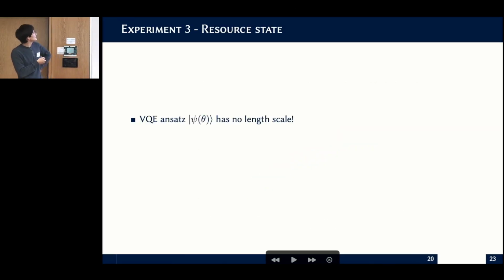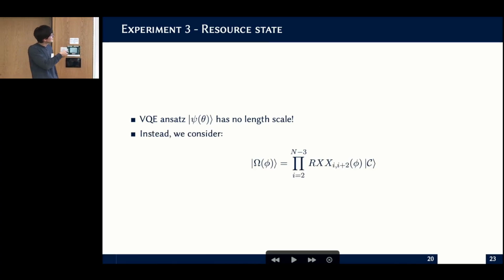Finally, we go to experiment 3, which is in the regime where you do actually have correlations, measuring what the most optimal strategy for reducing decoherence is. For this, I originally gave this VQE ansatz, but it actually has no length scale because it's just a local deformation of the cluster state. So I wouldn't be able to probe the effects of correlations with it. So we instead consider the next most correlated step up that still retains the symmetry: these next nearest neighbor XX rotations on top of the cluster state.